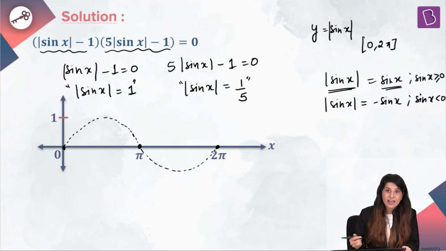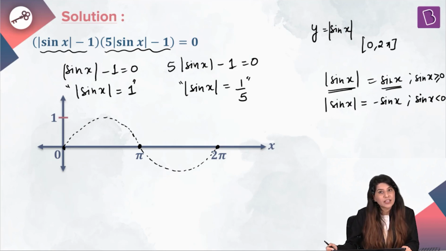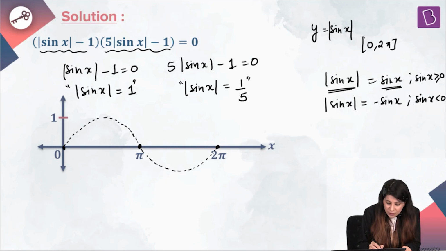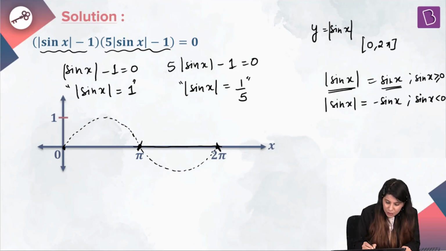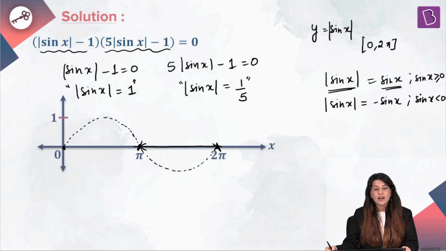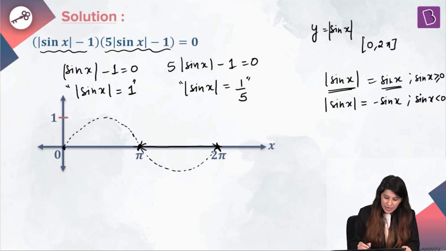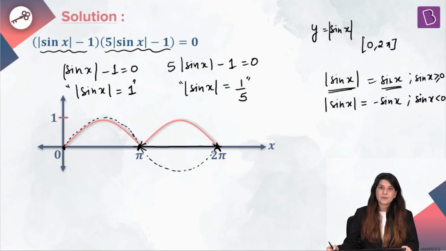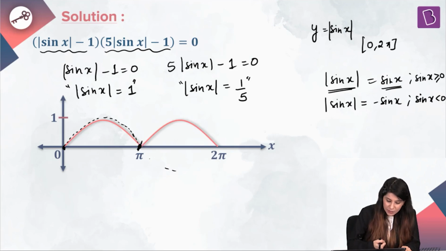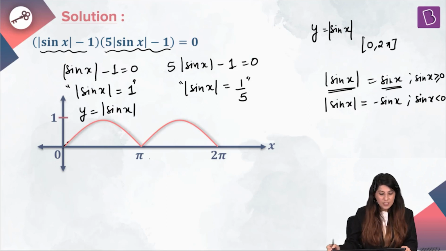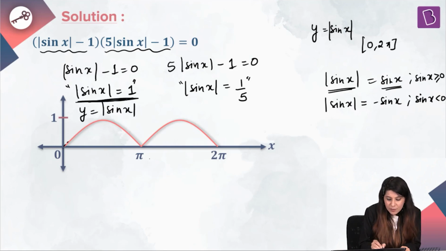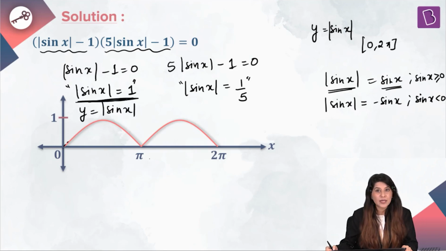If we have the graph of f(x) and we want to plot the graph of minus f(x), we just need to take the mirror image of that graph about the x-axis. So we take the mirror image of this portion of the graph about the x-axis. If we do that, our graph will look like this. So the graph of y equals modulus sin x will look like this. Now we need to find the number of solutions of modulus sin x equals 1 in 0 to 2 pi.